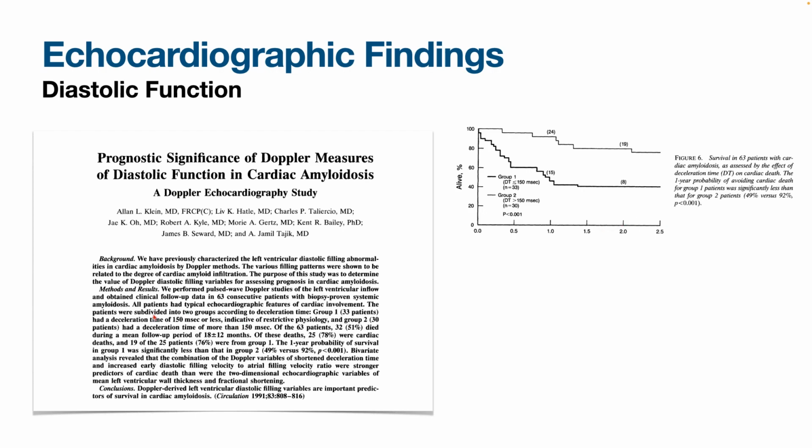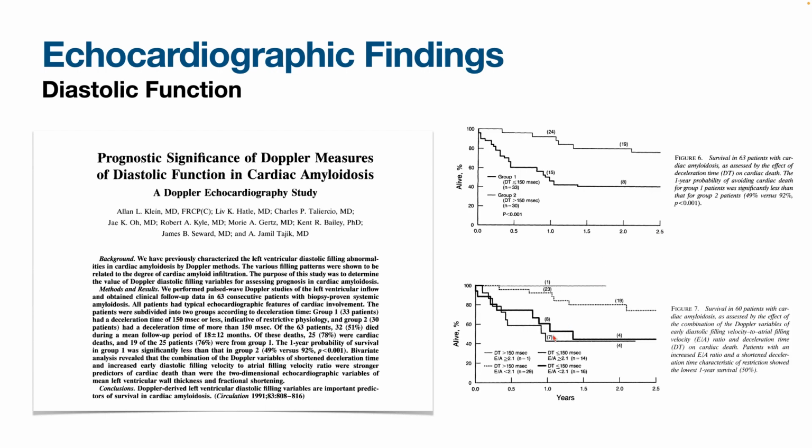So what he did is he took about 63 consecutive patients with biopsy-proven systemic amyloid, and he looked at the deceleration time initially. You find that patients who have a very short deceleration time, less than 150 milliseconds, have a much worse prognosis than the other group of patients who have a longer deceleration time. So again, deceleration time is a surrogate for left atrial pressure. The more severe the diastolic dysfunction, the higher the left atrial pressure, and your prognosis is worse when you have amyloid.